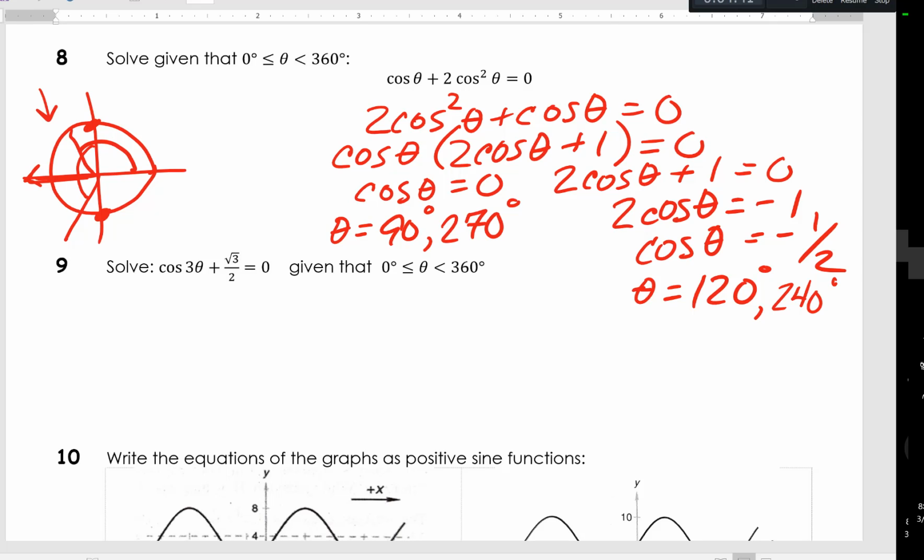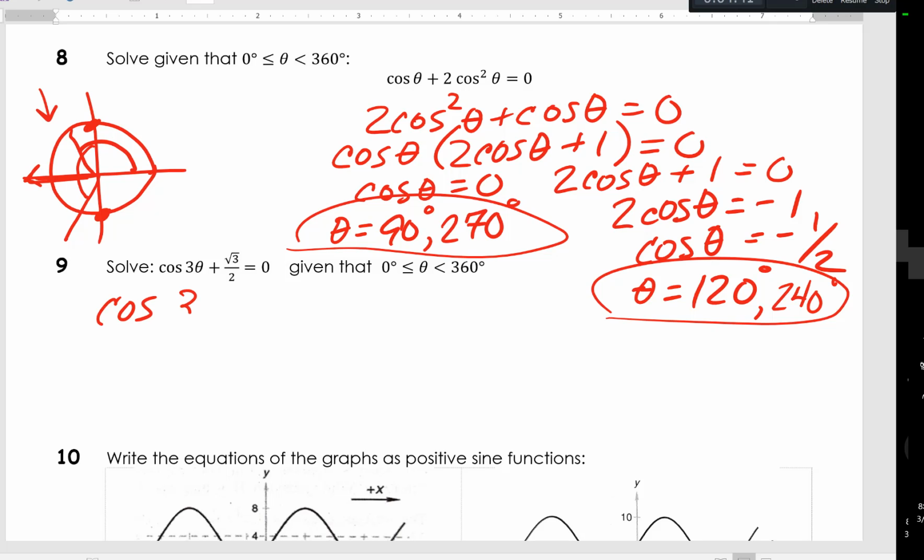All right, so all of those are answers to this. Those are solutions to this equation between 0 and 360. All right, number 9, it's just a linear trig equation. So cosine 3 theta is equal to negative square root of 3 over 2.